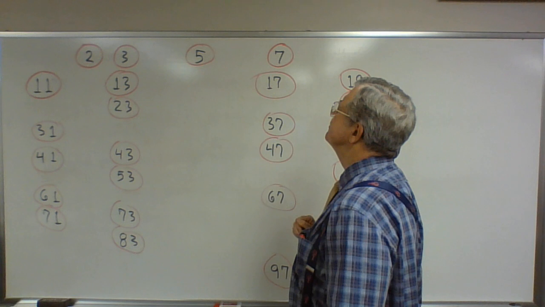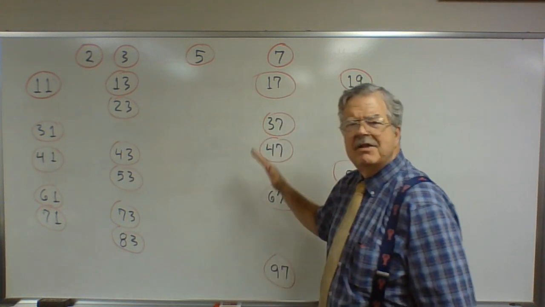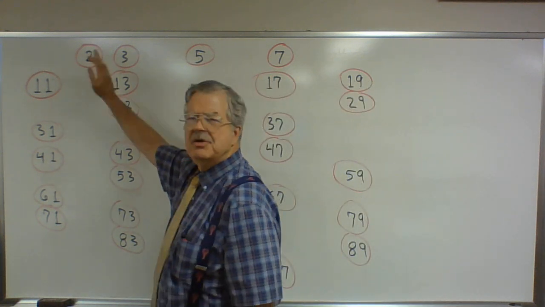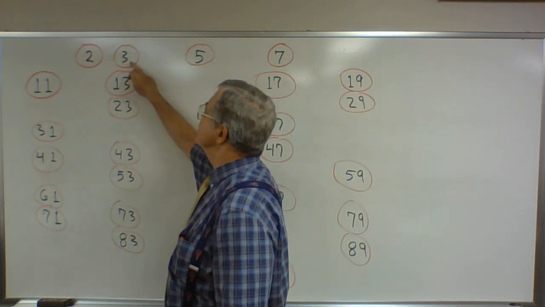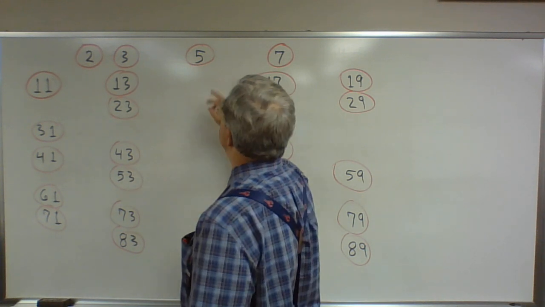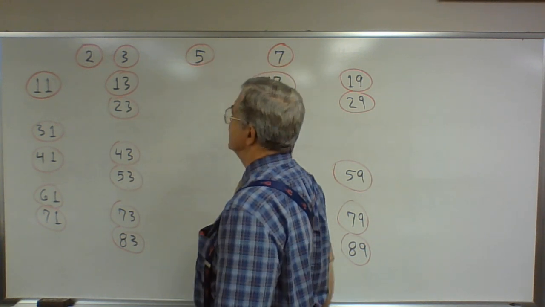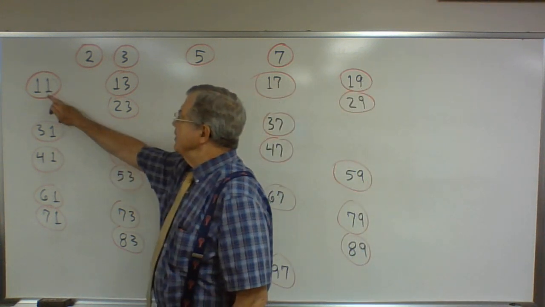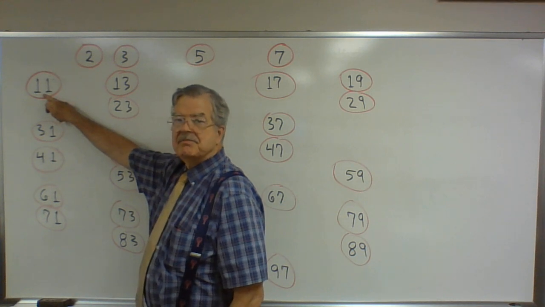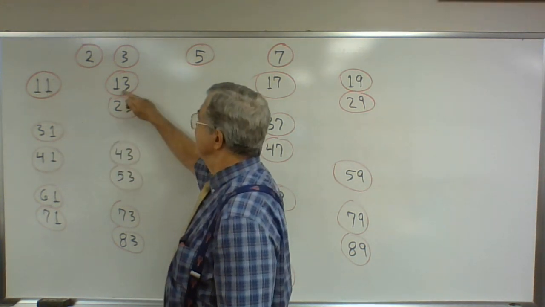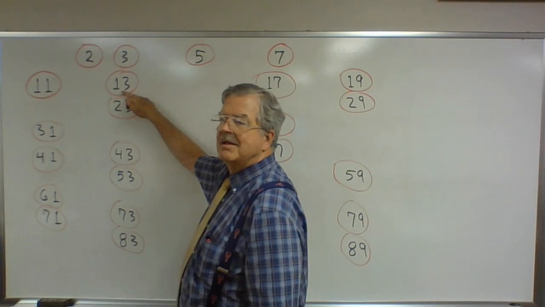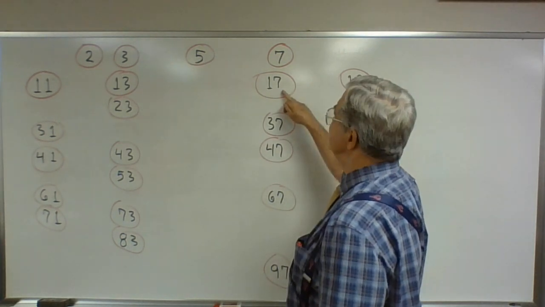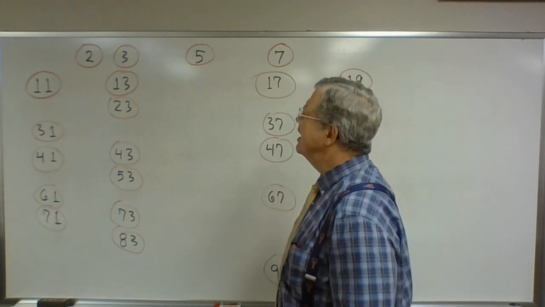But you know what? If we had a table that went to 200, all of the multiples of 2 would already have been eliminated. All the multiples of 3 would already have been eliminated. All the multiples of 5 and 7 would already have been eliminated. So when we got to 11, we'd have to look at 11 squared, and 11 times 13, and 11 times 17, we'd have to get rid of those.